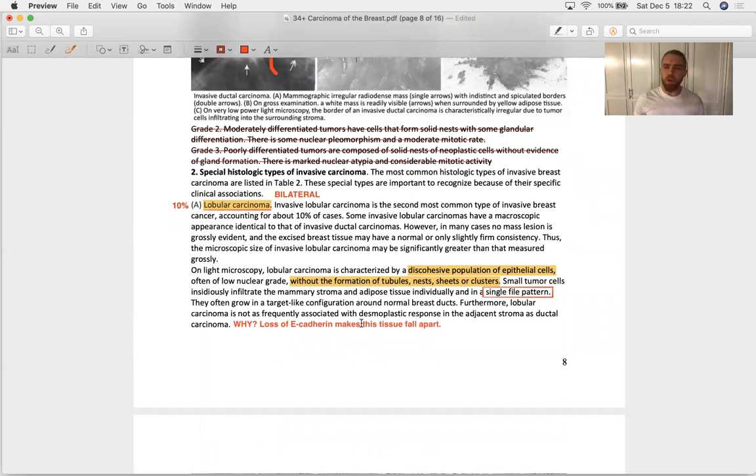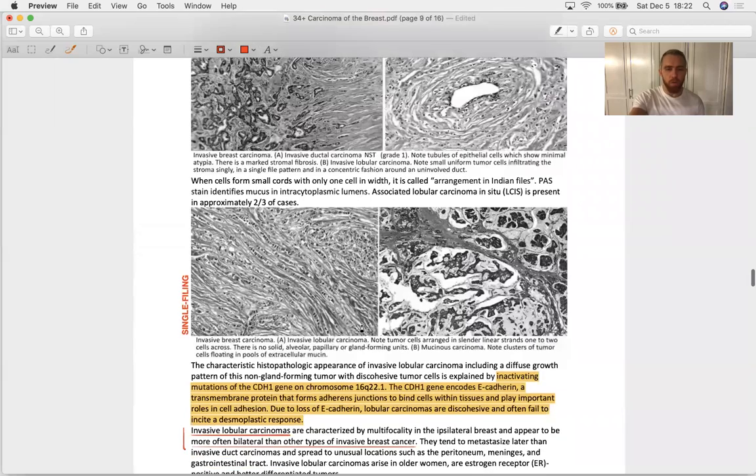Lobular carcinomas, only 1 out of every 10 invasive breast cancers is lobular. So how do you recognize this? Number 1, bilaterality. Number 2, single filing. So we looked at single filing. Here's another good example. You can just trace them.